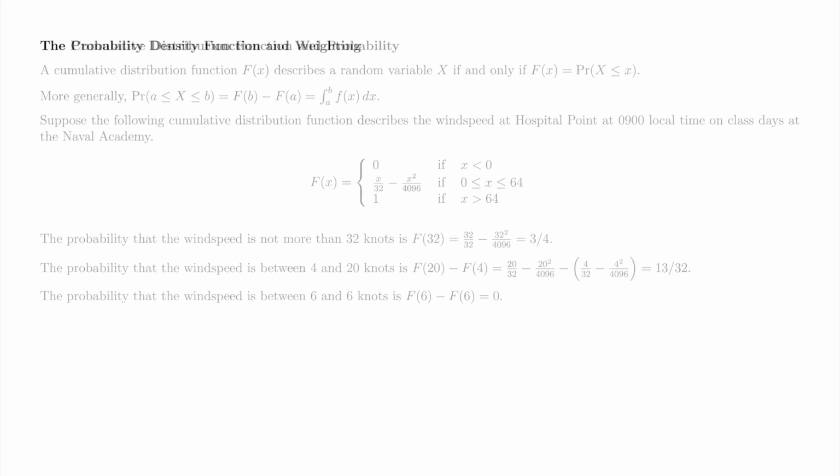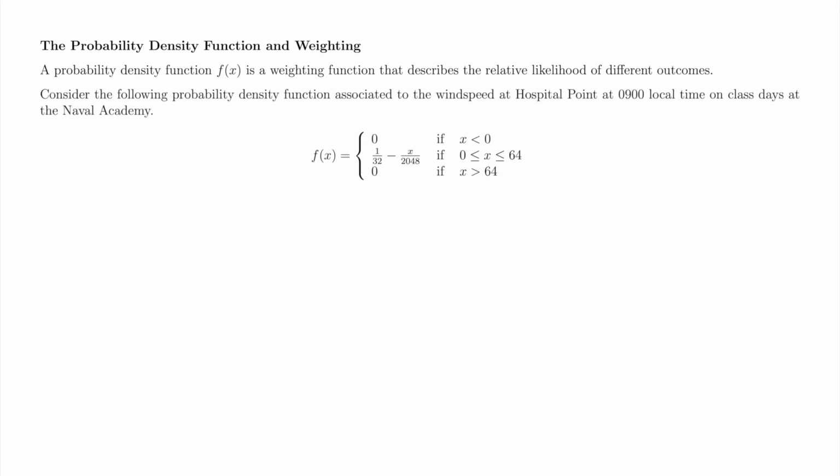We still haven't provided an interpretation of the PDF except to say that little f of x does not describe the probability that x occurs. Rather, the PDF is a weighting function that tells us the relative likelihood of different outcomes. Let's use our PDF for wind speed to calculate some relative likelihoods. A wind speed of 0 knots is twice as likely as a wind speed of 32 knots because little f of 0 is equal to 1 over 32 and little f of 32 is equal to 1 over 64. 0 knots and 32 knots are both probability 0 events, but nevertheless, 0 knots occurs twice as often as 32 knots.